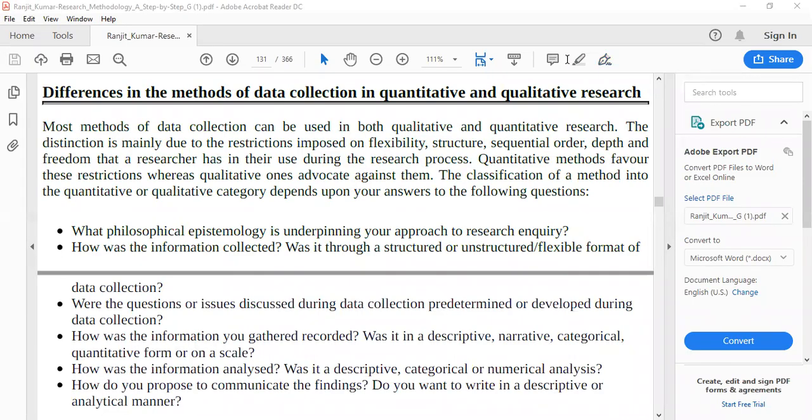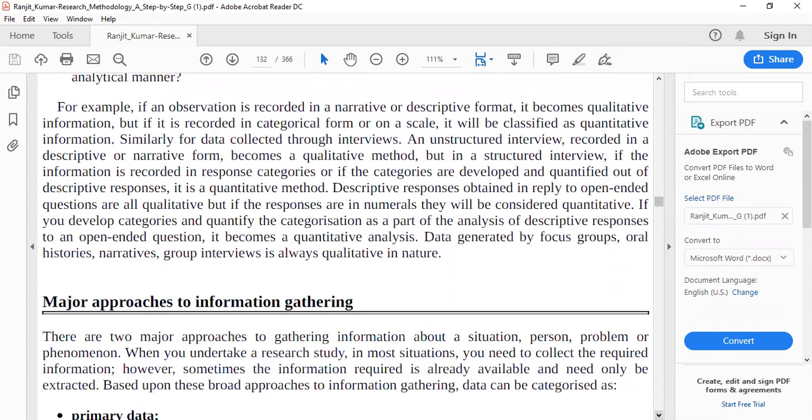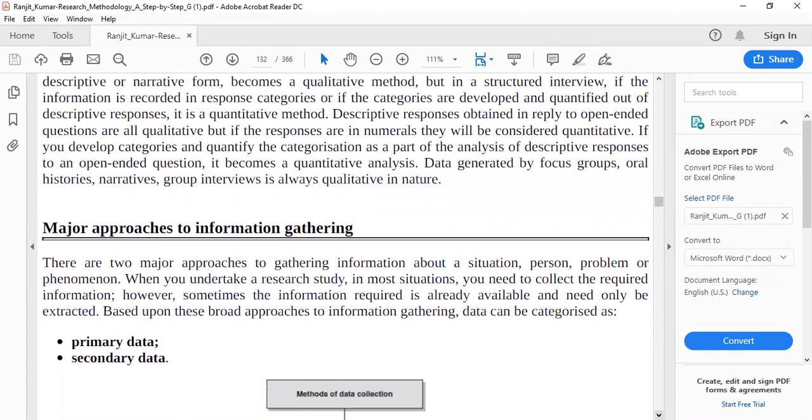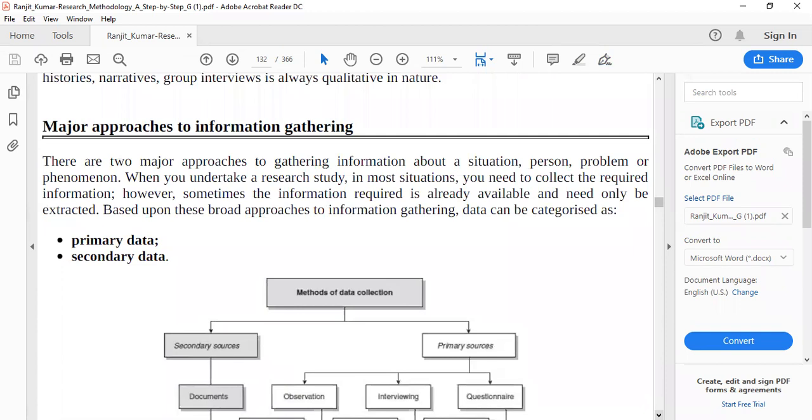Today we are going to discuss the different methods of data collection, the ways you can collect the data. Both the methods are different in qualitative as well as quantitative research. We have already discussed in class in detail how these are different. However, there is something that we need to discuss: primary data and secondary data.